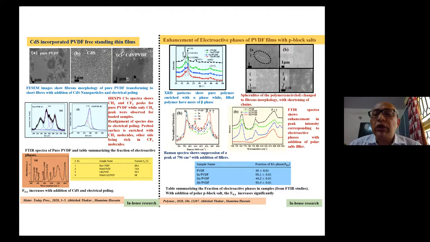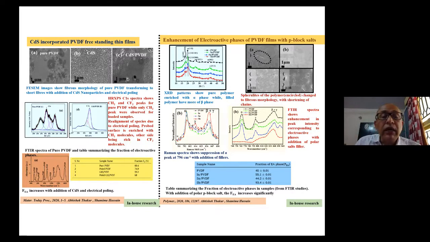And later he has also studied with the p-block salts like indium, tin and antimony salts, and he has found the fraction of the electroactive phases in the samples. And if you look at this table, you see that the antimony composite with the PVDF shows the maximum fraction of electroactive phase. So this is the work of Abhishek Thakur. He has already got 3 first author papers, and he will be ready for submission of thesis in maybe another 1 year or so.